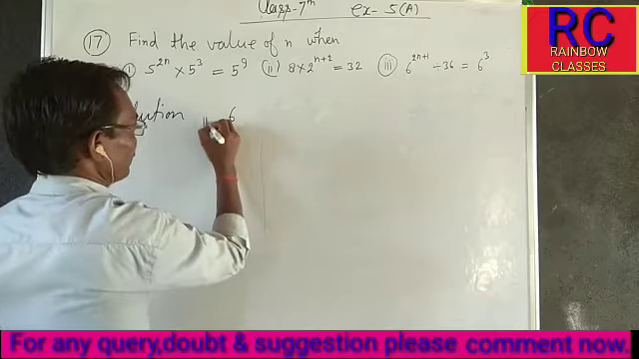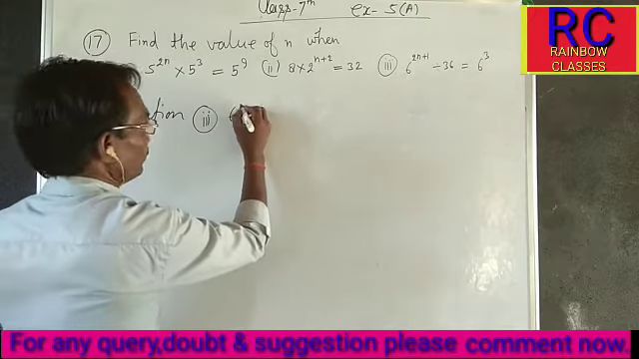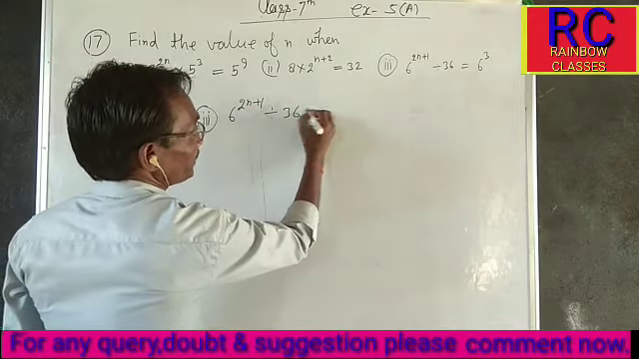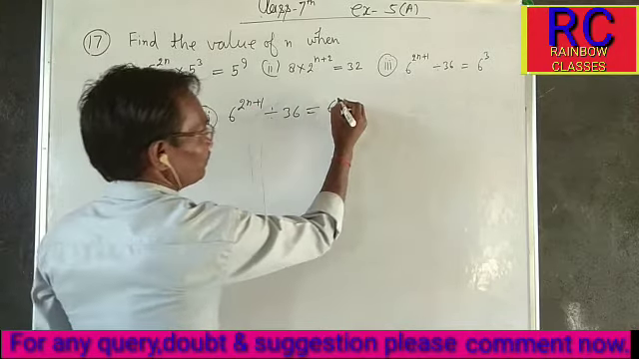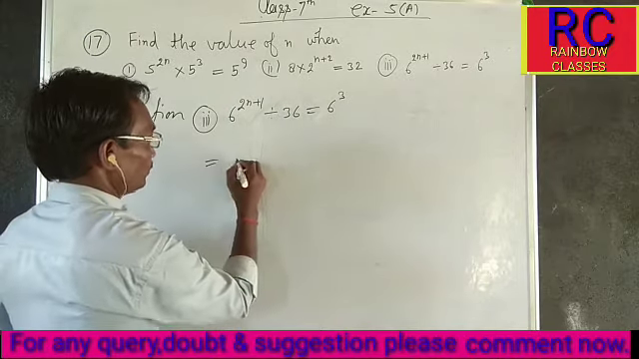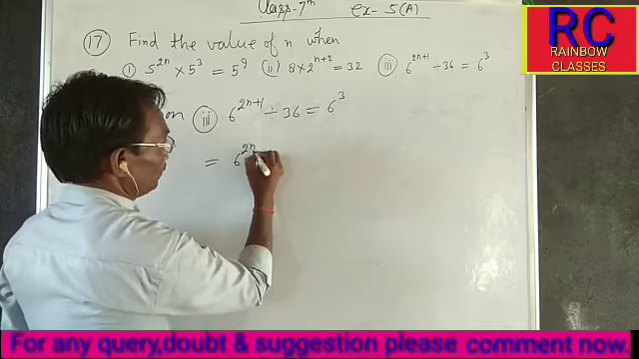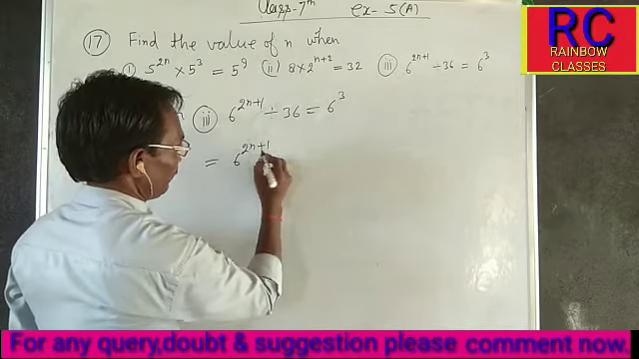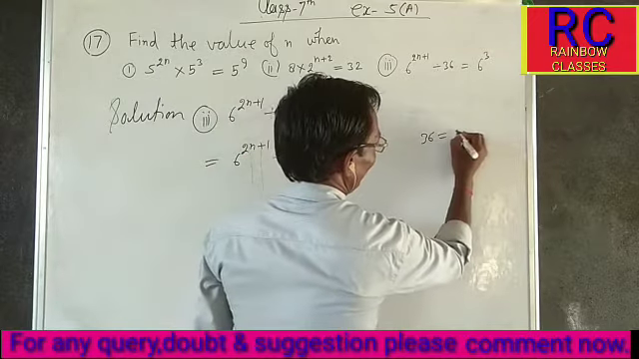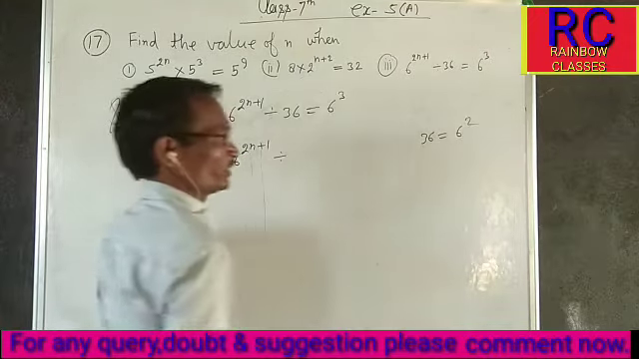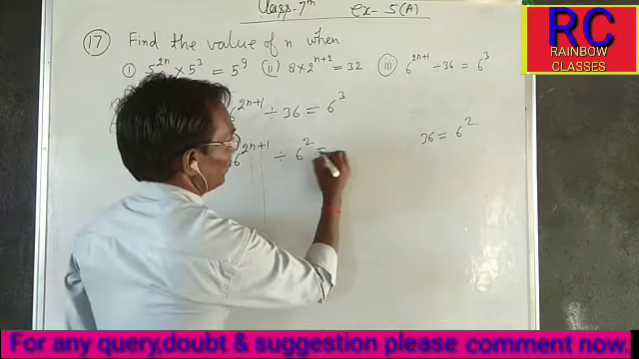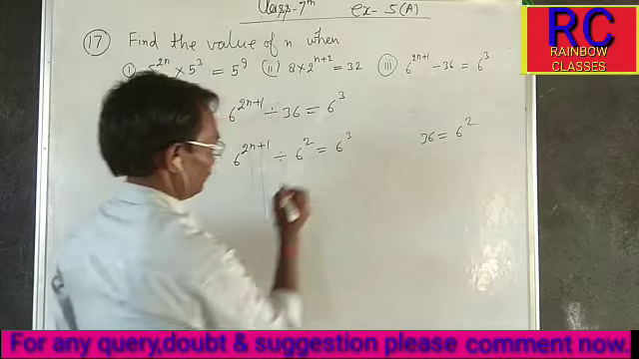6 to the power 2n plus 1 divided by 36 is equal to 6 cubed. We write 36 as 6 to the power 2, that is 6 into 6, 6 squared, is equal to 6 cubed.